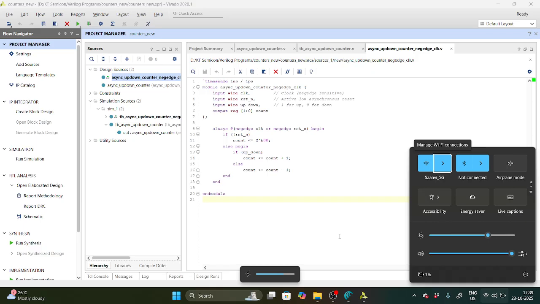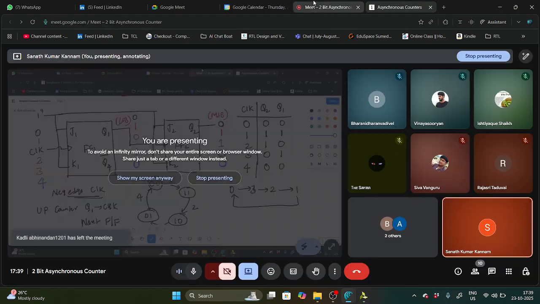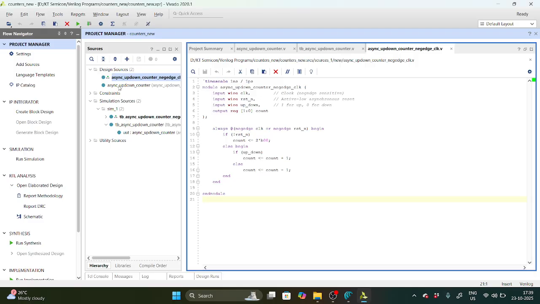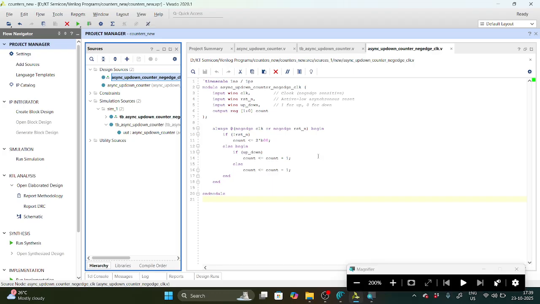Yes, so here I designed the up counter and down counter. Is my voice audible? Next I want to design the asynchronous one, with neg edge of clock. So what is the difference? All are the same only in the always block. In the sensitivity list, in place of the positive edge of clock, I am giving neg edge of clock and neg edge of reset. Only this change; the whole program and test bench are the same.